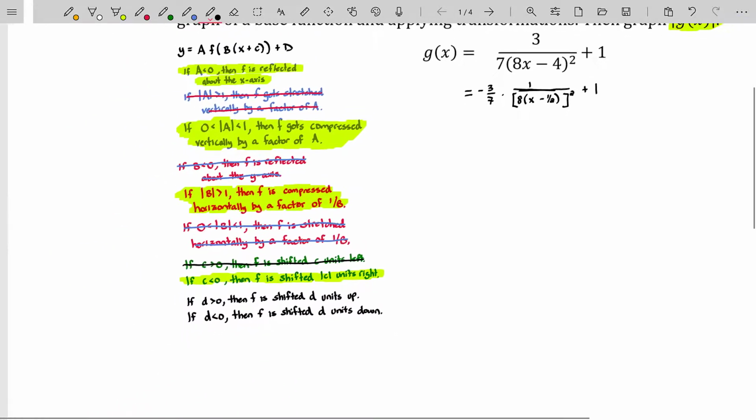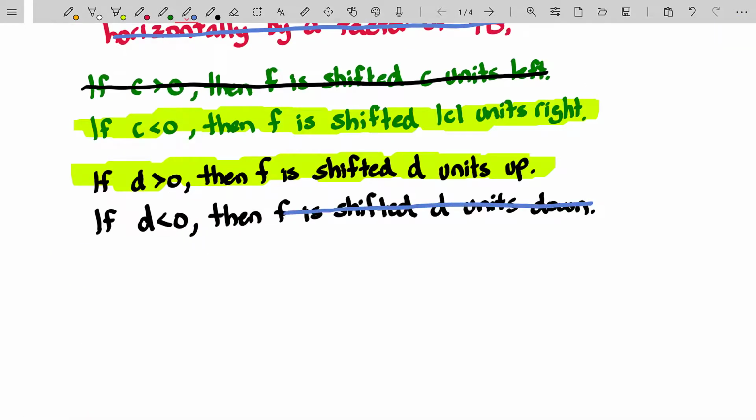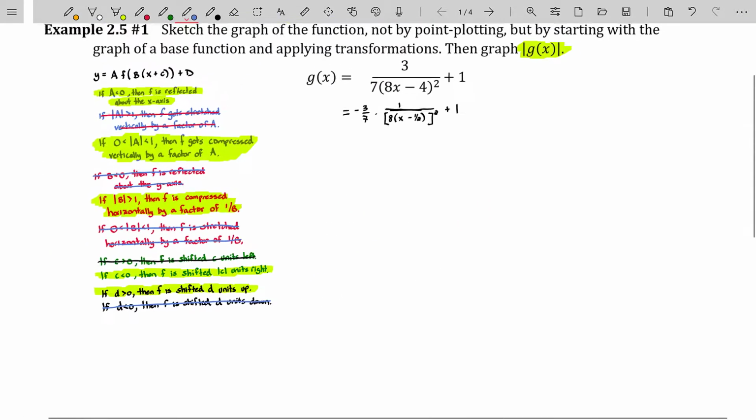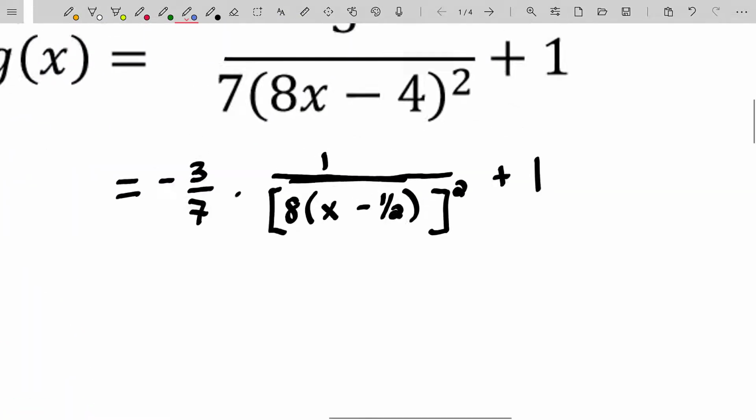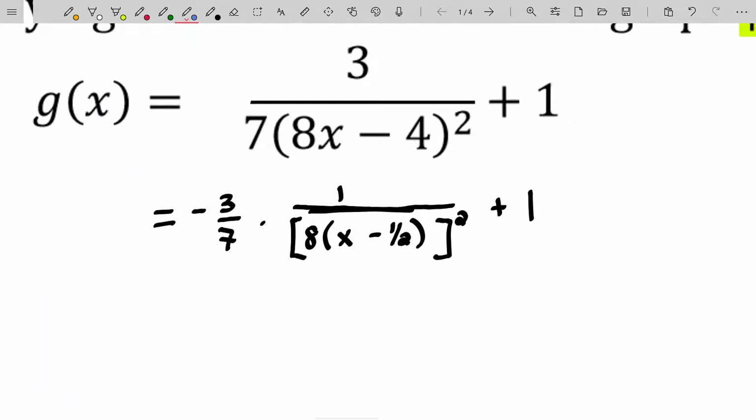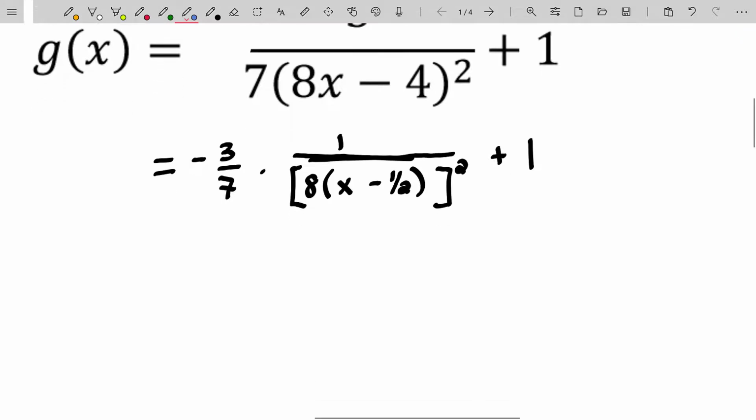So I'll just go ahead and highlight that here. And we don't need this guy. All right. So essentially what we said is we have some curve. It's based on 1/x². And what we're going to do is reflect that about the x-axis, squish it vertically a little bit, squish it horizontally a little bit, shift it to the right 1/2 unit, and shift it up 1 unit. Now, step by step, I'm going to go through this.